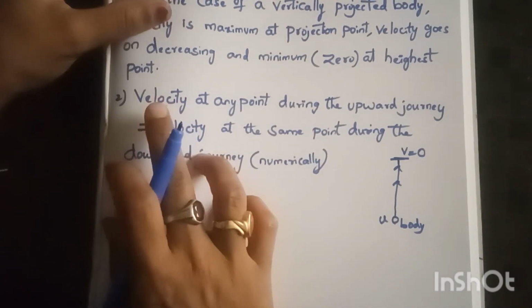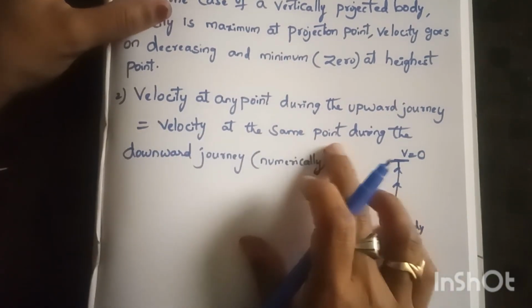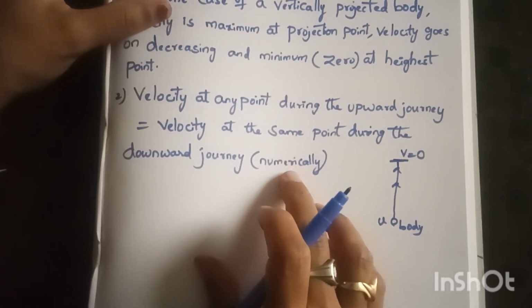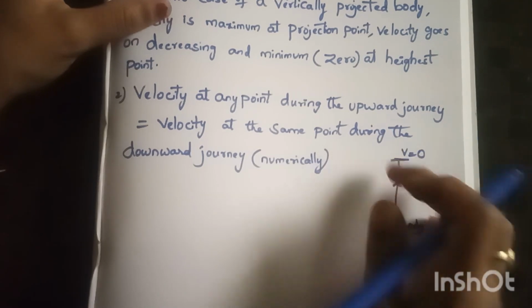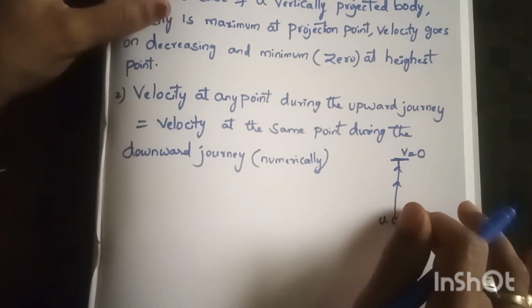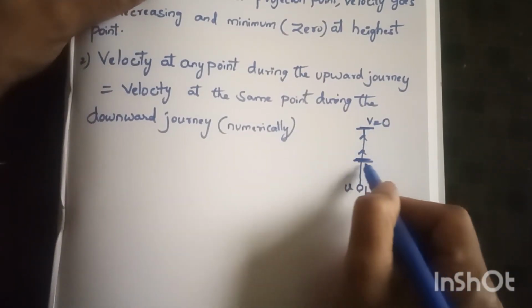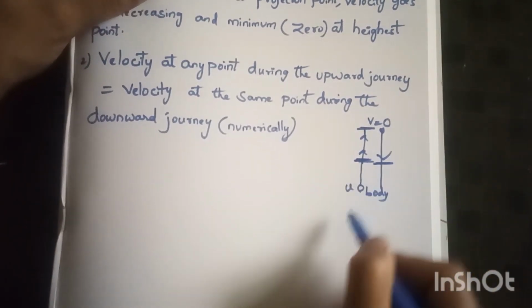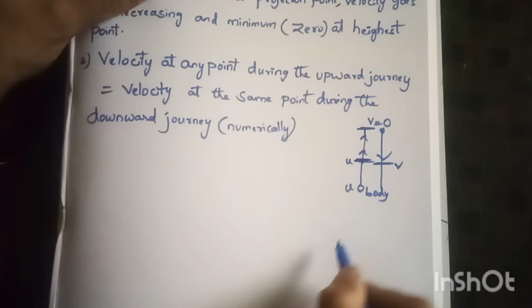Next point: the velocity at any point during the upward journey is equal to the velocity at the same point during the downward journey numerically. We know that when an object is projected vertically upward with initial velocity u, at the maximum height v equals 0, and for free fall u equals 0. We discussed this in the previous class. But numerically, when the object is moving upward at a point, and when it is freely falling at the same point, the velocities will be equal.